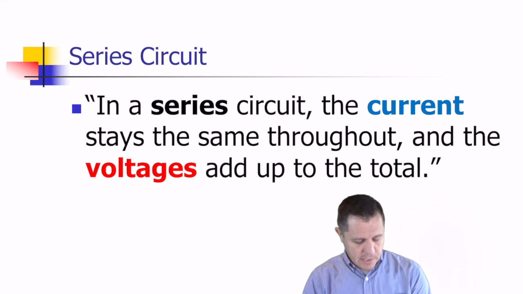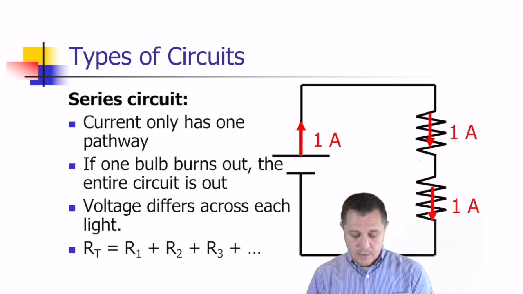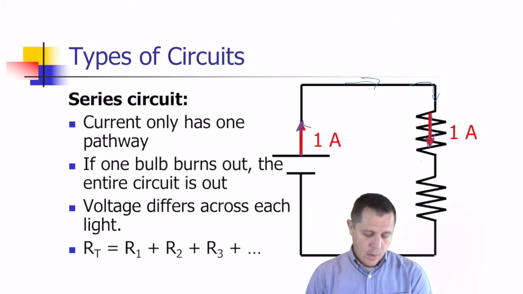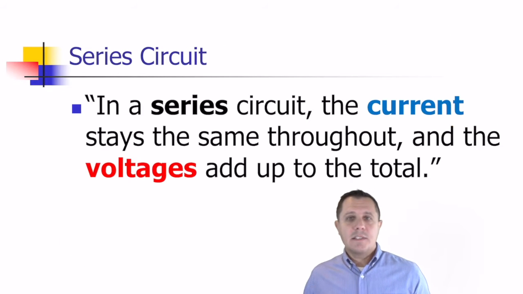Now let's go back to that picture again. Notice how the currents stay the same. 1 amp left the battery. That means 1 amp goes through the resistors, and it stays the same throughout. But the voltages, we had 8 volts and 4 volts, they added up to the total of 12. So that's our statement for series.